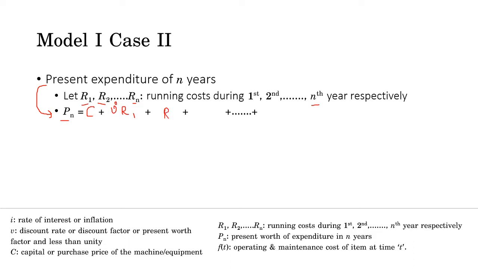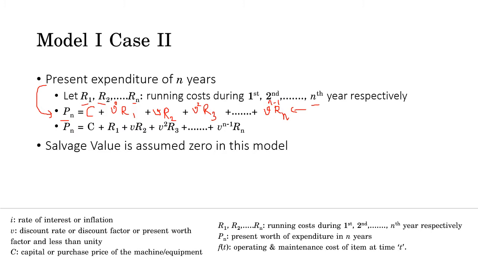Then R2, so during the second year, the discounted price of the running cost is v times R2. Similarly, the running cost during the third year will have to be discounted by a multiple of v squared, and so on, and ultimately the running cost of the nth year can be computed by multiplying Rn by v raised to n minus 1. So this is how you can calculate the present expenditure of n years. This is the same equation.